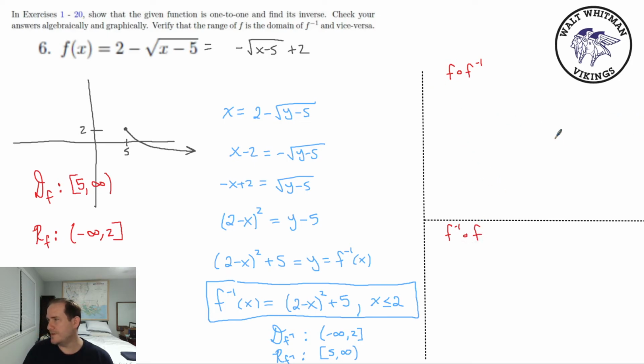So here we want to plug the quadratic into the radical. So we'll have 2 minus the square root of the quadratic function minus 5. The quadratic function is this thing, 2 minus x all squared plus 5.